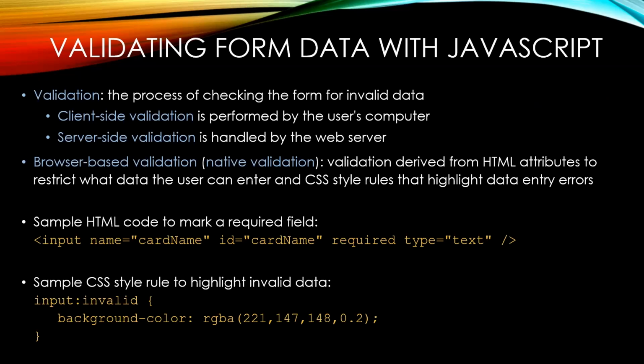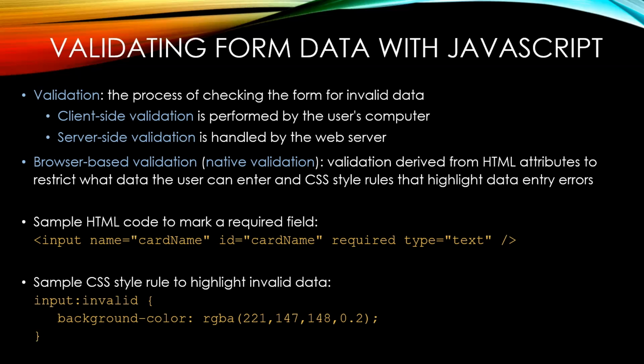We can validate data with our JavaScript. Now, validation is basically checking your data to see if it is correct and usable. We can do it either on the client side or the server side. If we do it on the client side, it is done on your client's computer. The server side is handled by the web server. We do have browser-based validation, and that is derived from HTML attributes to restrict what data the user can and can't enter using some rules. So, for example, if I ask for a phone number and the user starts to enter in letters, that would be invalid.